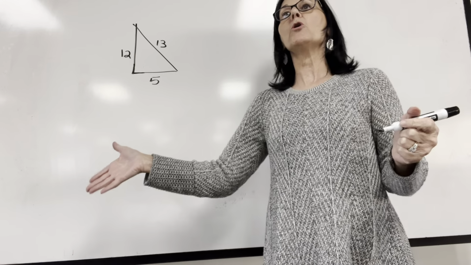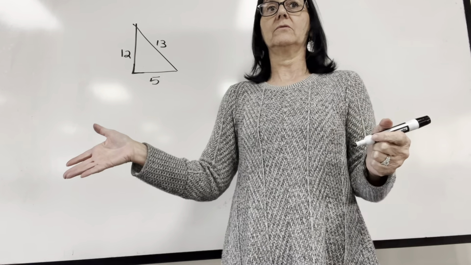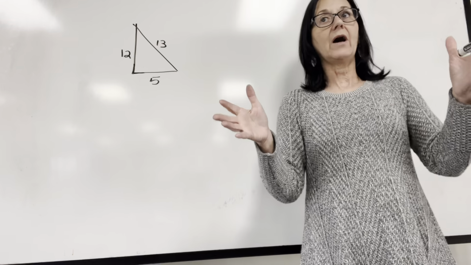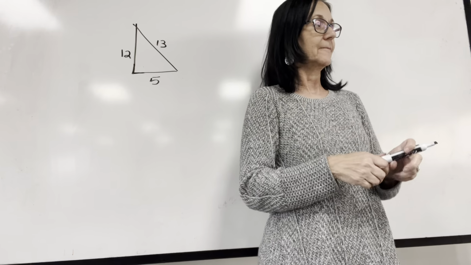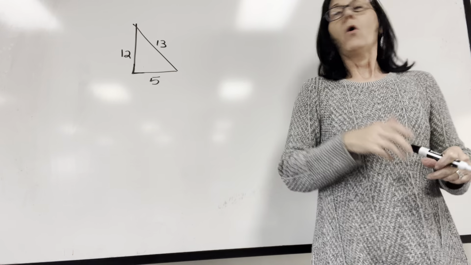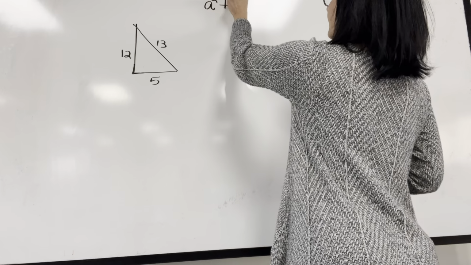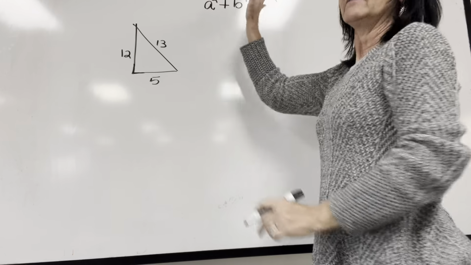How can we prove that a triangle is a right triangle? When do we know a right triangle is a right triangle? When they put the marks. a squared plus b squared. Okay, so we can use Pythagorean theorem, so a squared, 25 plus 144.